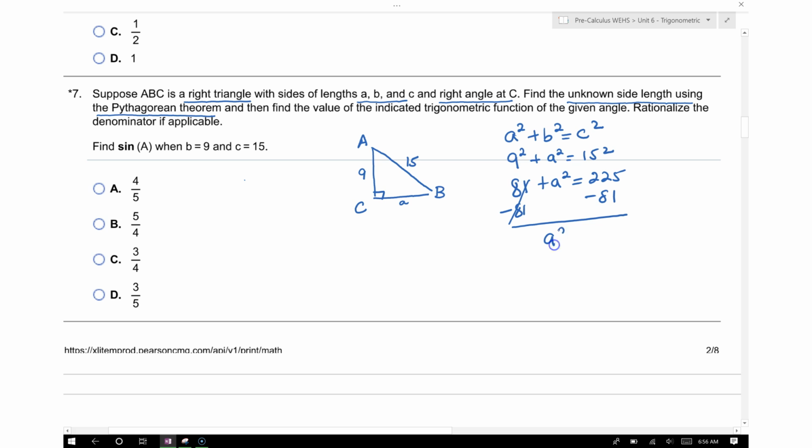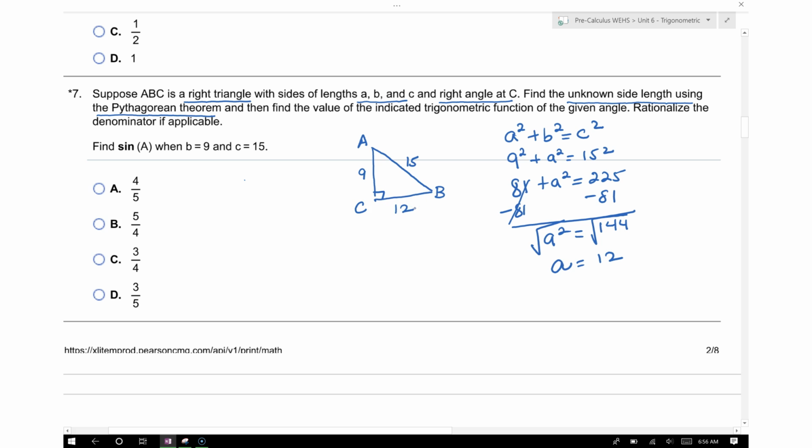So we have A squared is equal to the difference of 225 and 81, which gives us 144. And then the last step is you have to find the square root. So A is equal to 12. So I'm just going to erase that, and I'm going to write 12.